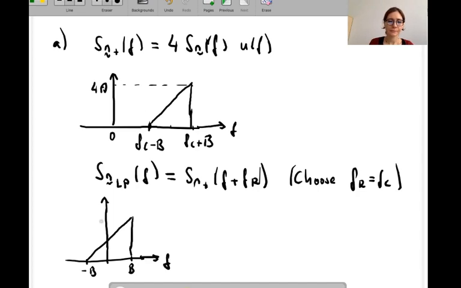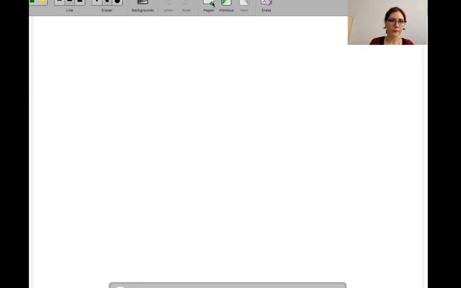The peak value is the same as in the pre-envelope, so 4A. So this is the spectrum of the low pass equivalent. Obviously, it is low pass as we expected. And next, let's look at the spectrum of the in-phase and the quadrature part.